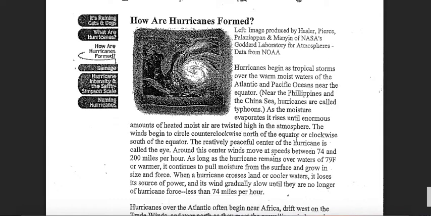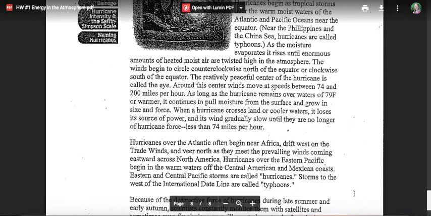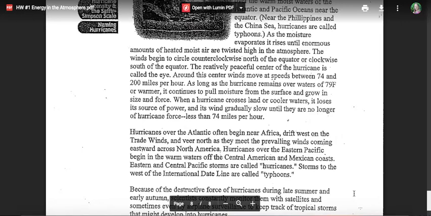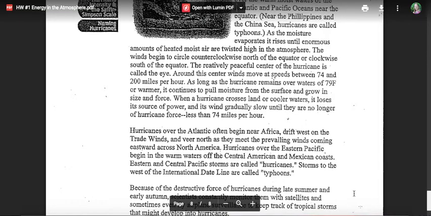How are hurricanes formed? Hurricanes begin as tropical storms over the warm, moist waters of the Atlantic and Pacific Oceans near the equator. Near the Philippines and the China Sea, hurricanes are called typhoons. As the moisture evaporates, it rises until enormous amounts of heated, moist air are twisted high in the atmosphere. The winds begin to circle counterclockwise north of the equator or clockwise south of the equator. The relatively peaceful center of the hurricane is called the eye. Around this center, winds move at speeds between 74 and 200 miles per hour.